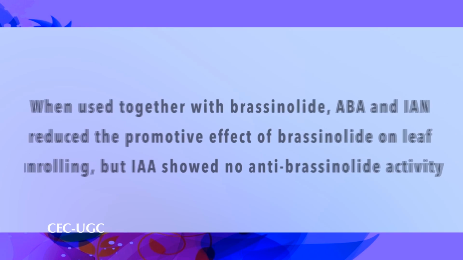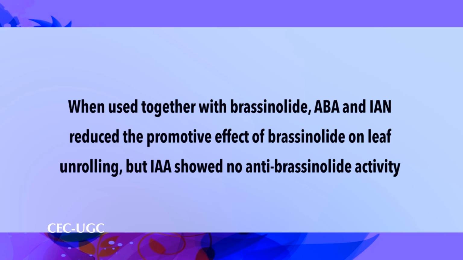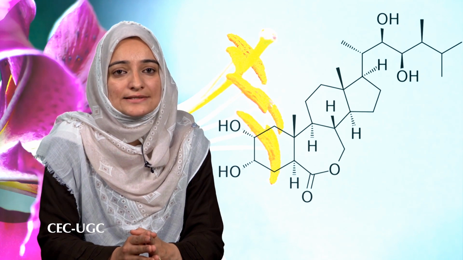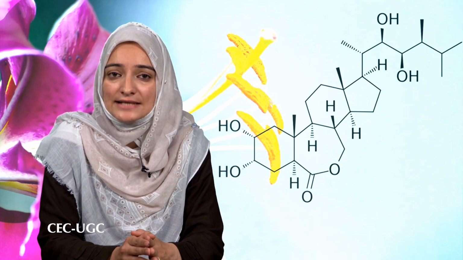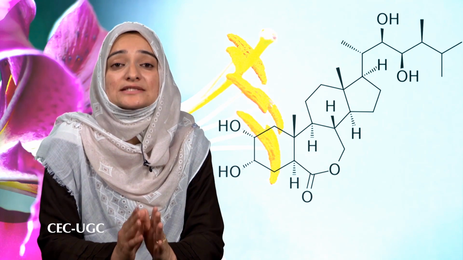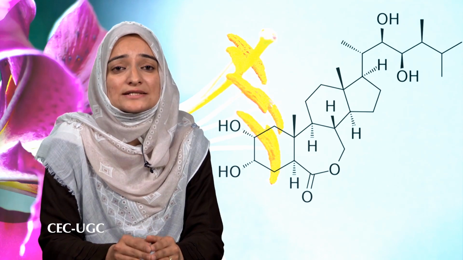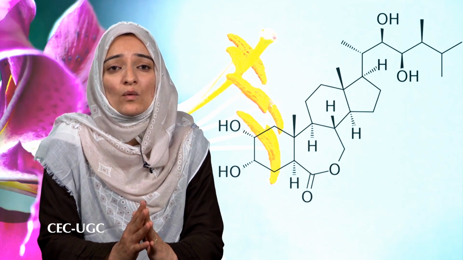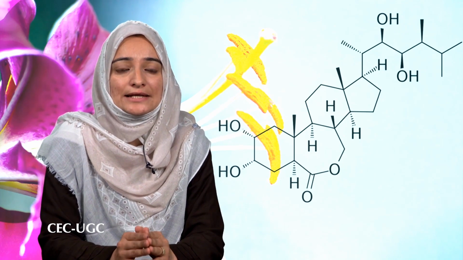When used together with brassinolide, ABA and IAN reduced the promotive effect of brassinolide on leaf unrolling, but IAA showed no anti-brassinolide activity. When the wheat leaf unrolling test was compared with the rice lamina inclination test, the sensitivity of brassinosteroids in the former test was 1/10 of that in the latter.